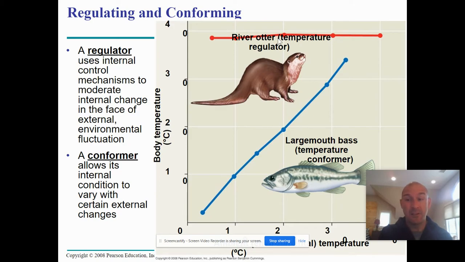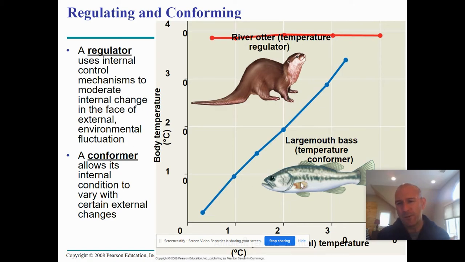Well, it has to go up, right? In a cold environment, because this river otter is trying to maintain a stable internal temperature, metabolism has to start increasing because it has to start putting out more heat to maintain that body temperature. That's where the shivering aspect comes in. Shivering is an increase in metabolic activity. All right, so there's our regulator, maintaining our internal environment.